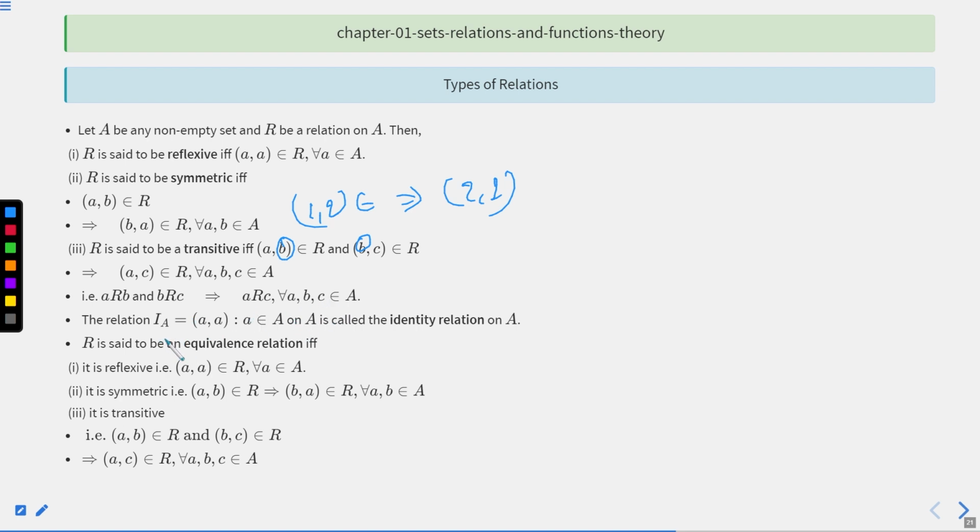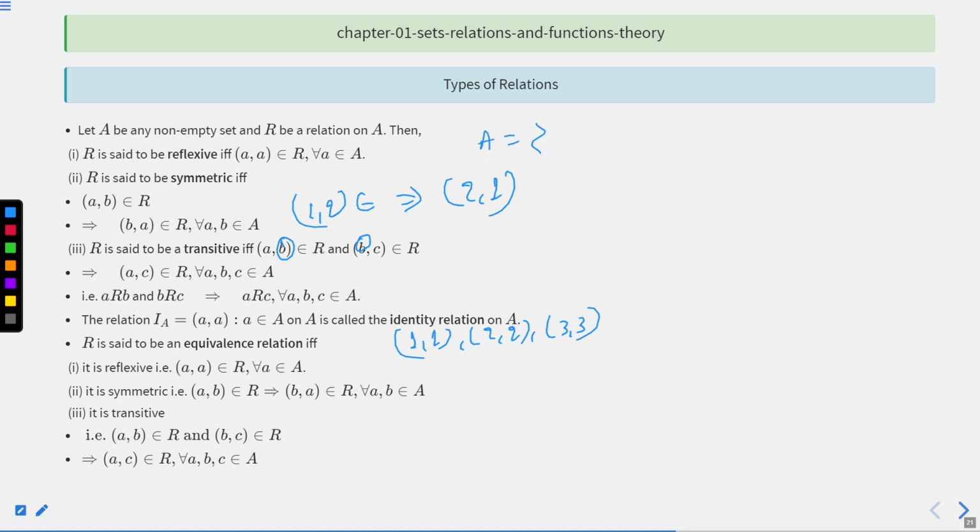Now identity relation. I_A is equal to {(a, a) such that a belongs to A}, and is called the identity relation on A. Now see, what is the difference between identity relation and symmetric relation? See, in identity relation only (a, a) exists, right? That is (1, 1), (2, 2), (3, 3), right? But in symmetric relation, other things also.